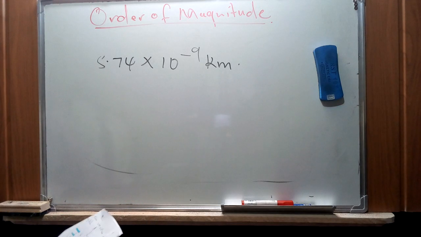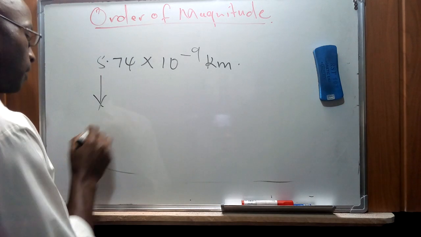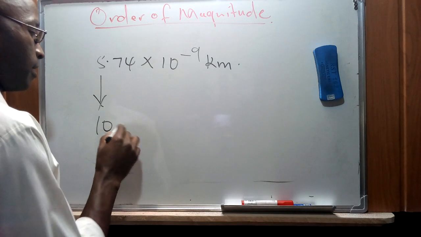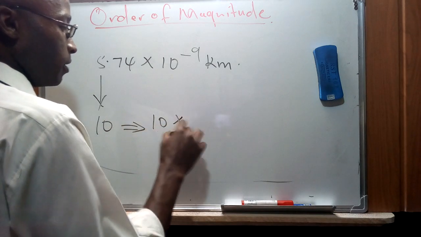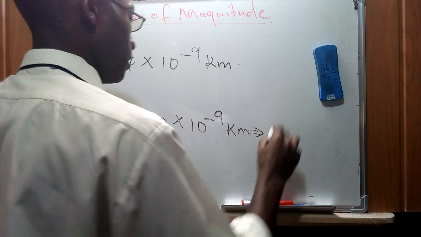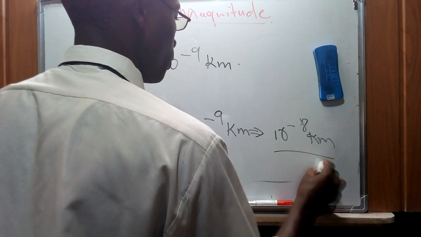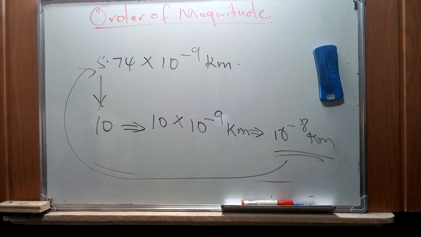This one expressed in its order of magnitude will be, of course, we have said this is greater than 5, so it's going to be represented as 10. So implying 10 times 10 negative 9 kilometers, which can be written as 10 negative 8 kilometers. So this is the order of magnitude of this specific number that we have given.